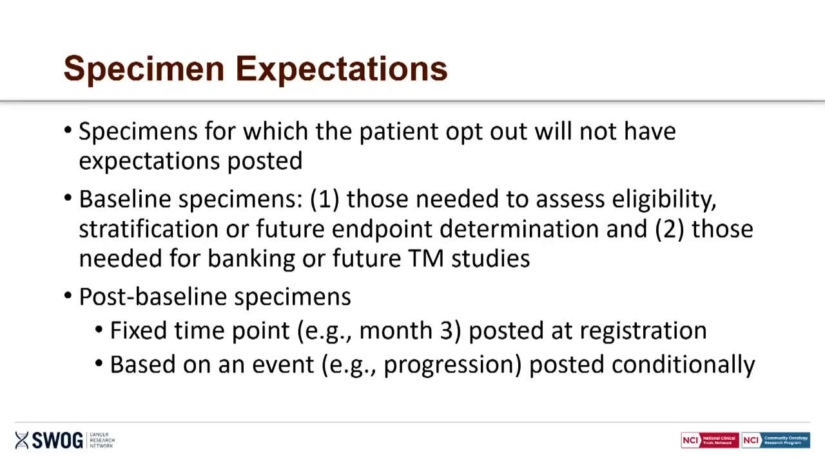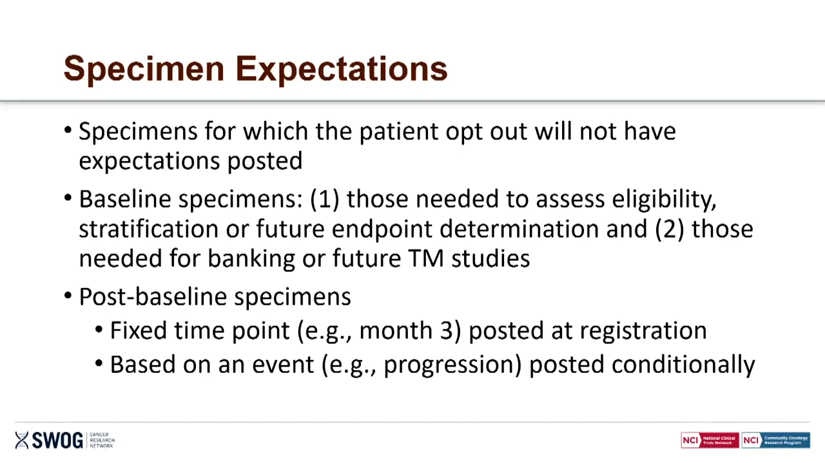There are some that are required for the protocol, and you'll see that in the eligibility criteria, that they're absolutely required. Patients can't opt out of those. But for those future TM kinds of studies, patients can opt out of specimens. And if they've opted out, those expectations won't appear.